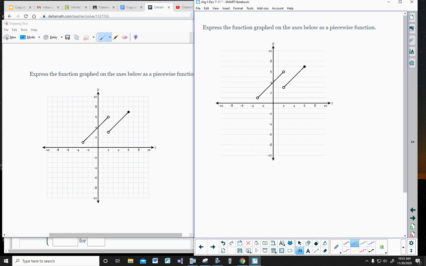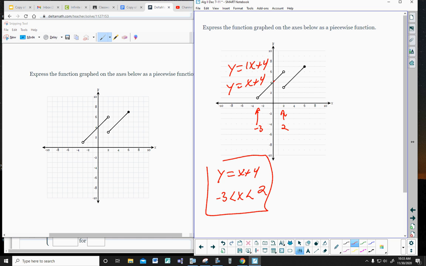Okay? So like this one, you've got the y-intercept of 4, and you've got a slope of 1. So this equation is going to be y is equal to 1x plus 4, or better yet, y is equal to x plus 4. Now notice it's good between -3 and 2. It's open on both ends. So y is equal to x plus 4 is good when x is bigger than, but not including, -3, or smaller than and not including 2. So this is the one on the left.